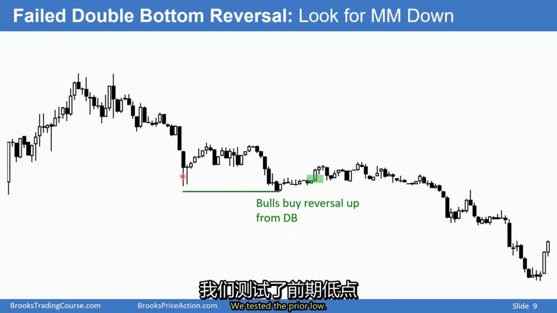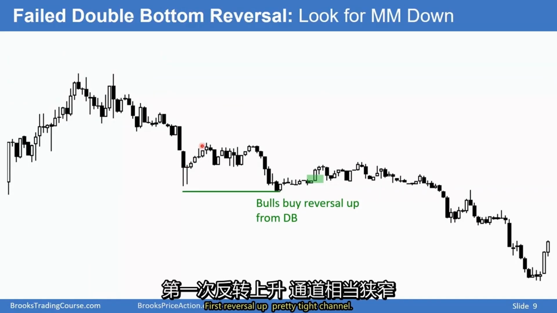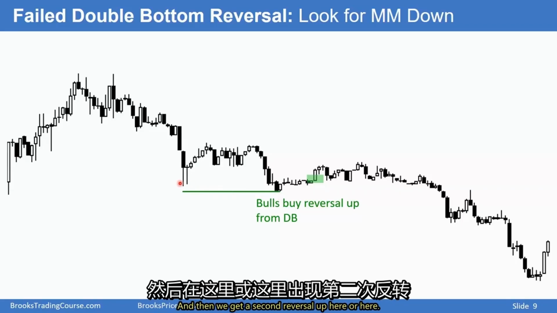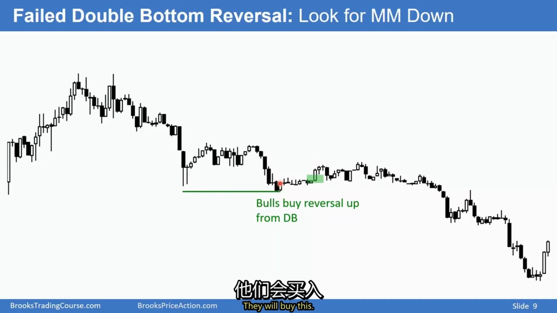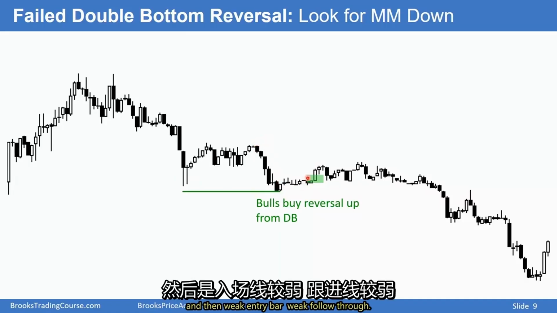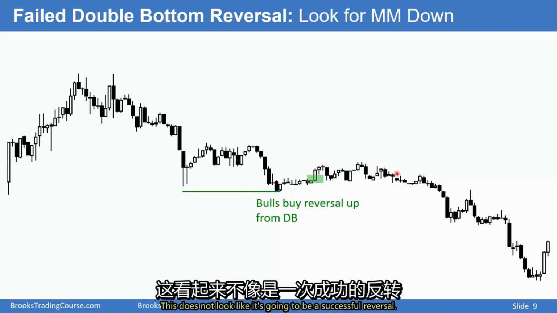A bear trend, we try to get a reversal, minor reversal. We tested the prior low. Traders are looking for a possible double top. First reversal up, pretty tight channel. Most traders will not buy that. And then we get a second reversal up here or here. They will buy this. But weak entry bar, weak follow through, and then weak follow through all through here. This does not look like it's going to be a successful reversal.